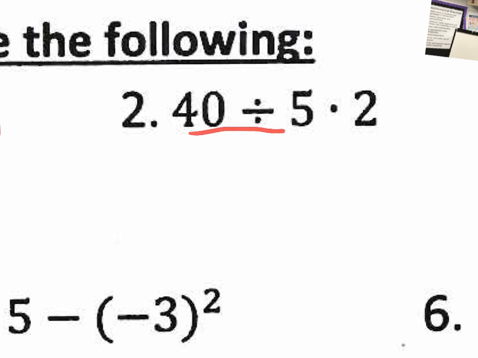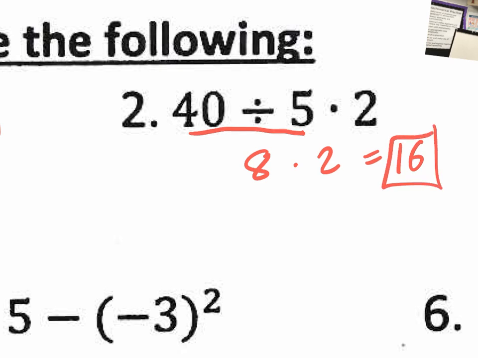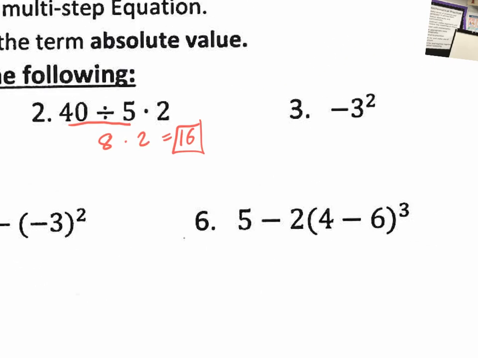So 40 divided by 5, that's 8. 8 times 2, that's 16. So the correct answer is 16. It's really easy to make the mistake and say that the answer is 4, because a lot of people think PEMDAS means the M comes before the D, so I have to multiply before dividing. That's incorrect technically. Whenever you're faced with both multiplication and division, you must go from left to right, because they're both equally valued.